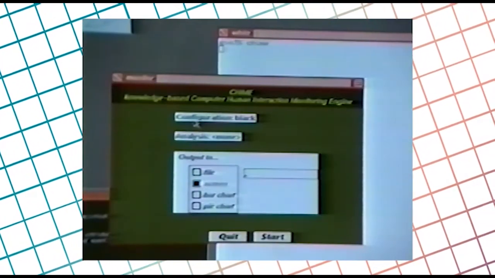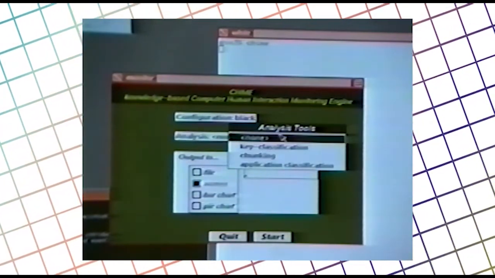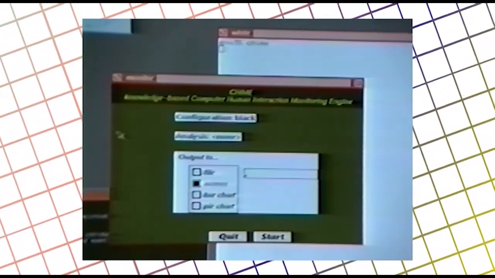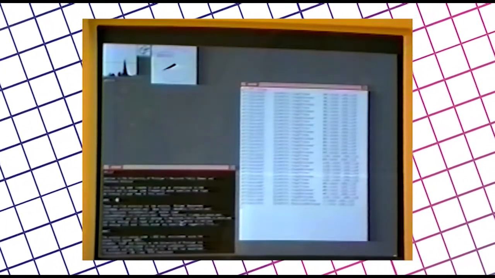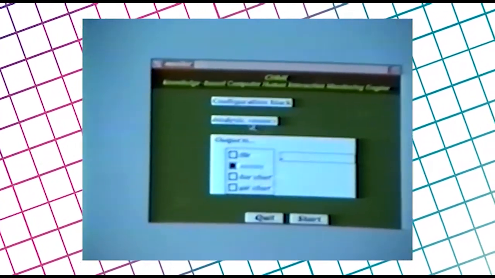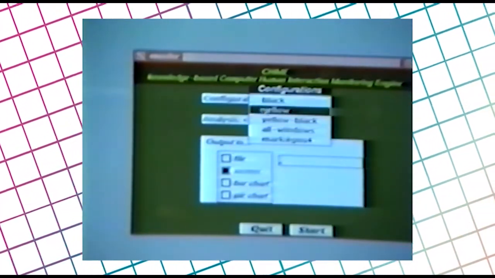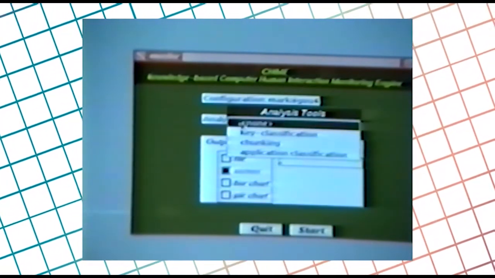CHIME is a system to monitor human-computer interaction and analyze the captured data. Here we see CHIME at work, reporting in the black window the user's interactions in the white window. CHIME can be executed locally, as we see here, or remotely from another machine. In this example, we see a user working at one workstation while being monitored at a second workstation.